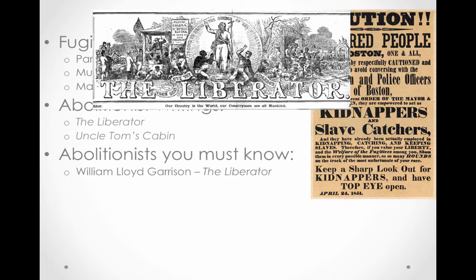Absolutely, it was huge. So those two, The Liberator and Uncle Tom's Cabin, are often linked together in multiple choice questions, so be familiar with them. So some other abolitionists you should know. Again, we're going to put this up here twice because it's important.